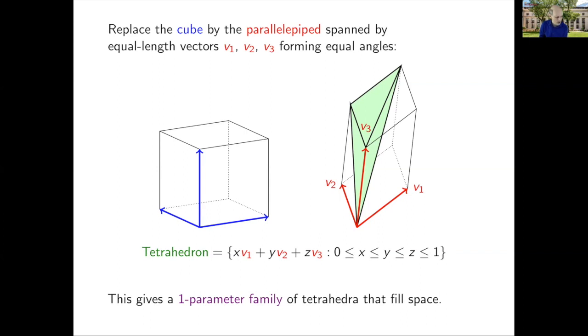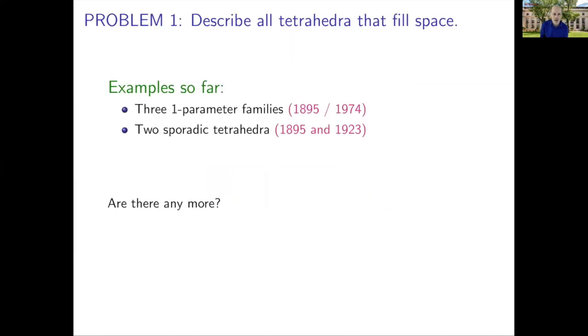Now you can ask again, are there any more besides this? And it turns out, yes, there are some more. The first problem that I mentioned on the first slide is to describe all the possible tetrahedra that can fill space. So far, people have discovered not just that one infinite family, but 3 infinite families. These were discovered in 1895, but I think it wasn't noticed that some of them can fill space until 1974. Anyway, these have been known for a long time. In addition to those 3 infinite families, there are two isolated tetrahedra. I'll call them sporadic, because they're by themselves. They're not part of any family that we know of. Those were also discovered a long time ago, and since then there haven't been any more discovered.